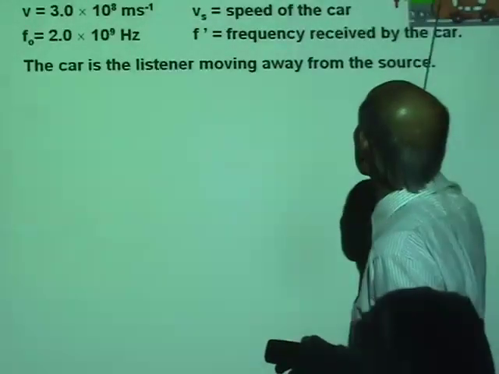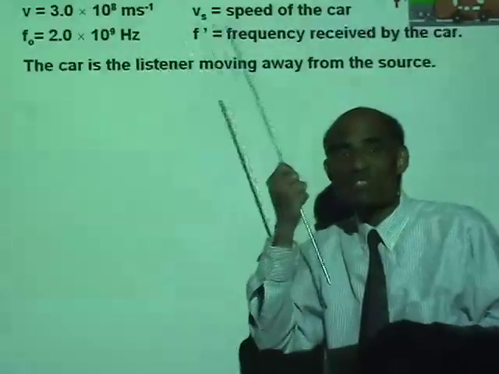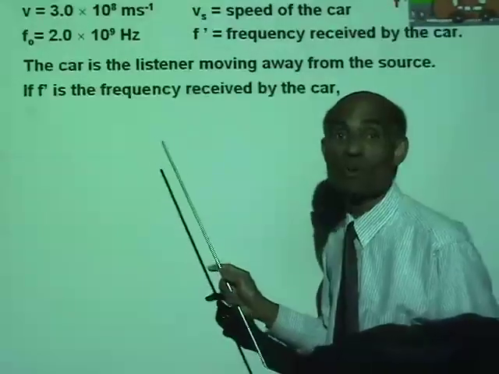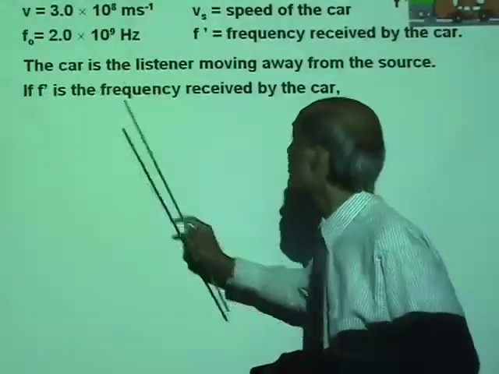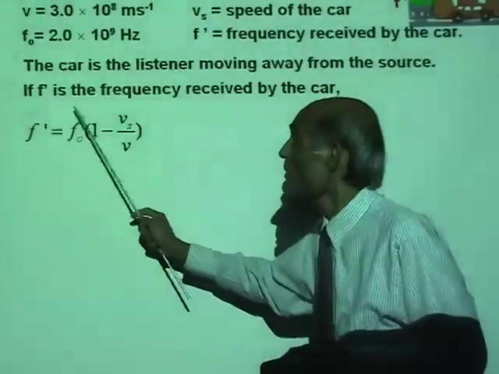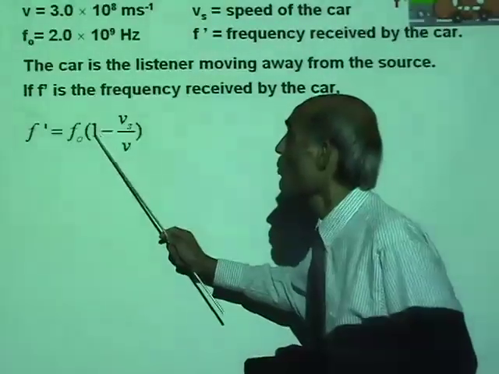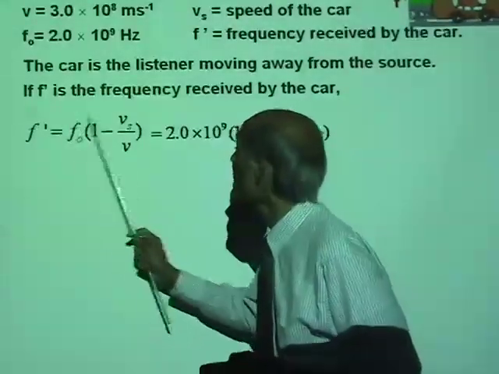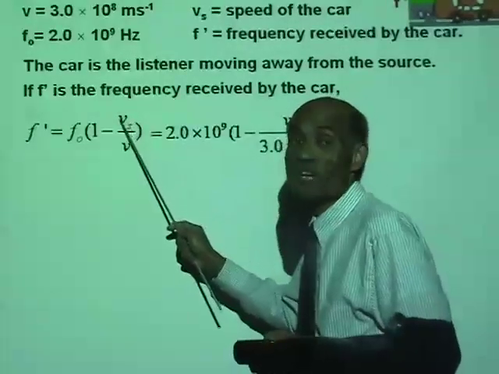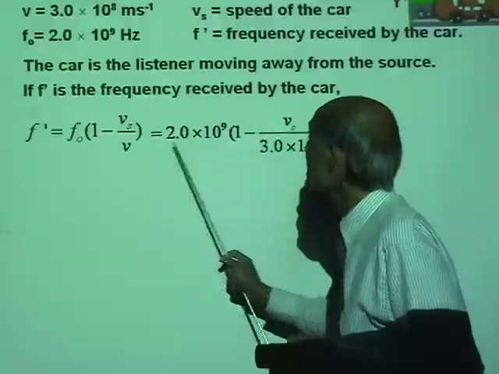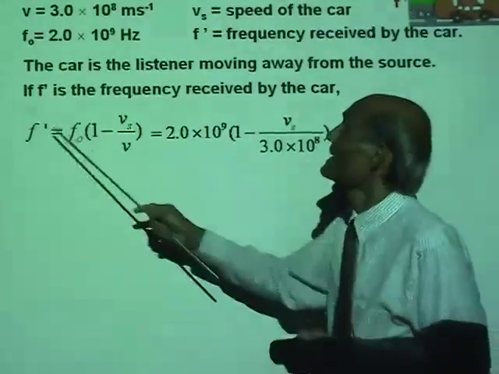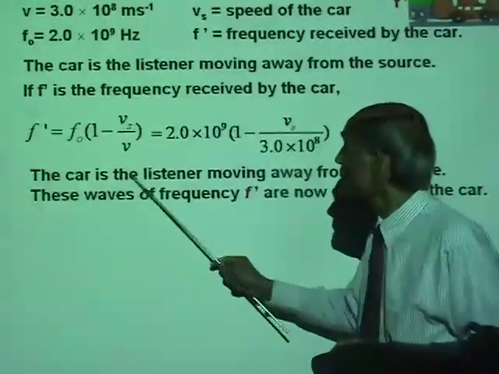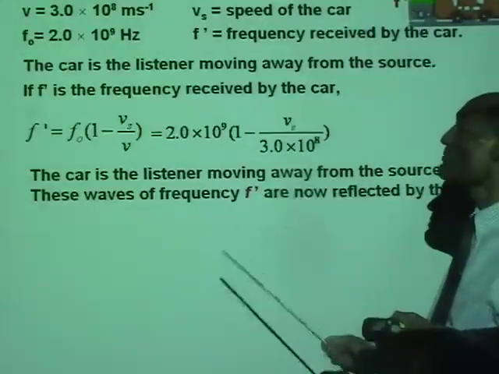So we need to find F prime, the frequency that is received by the car. The car is the listener moving away from the source. Therefore, F prime is given by F prime equal to F0 times 1 minus Vs over V. Now, F0 is 2 times 10 to the 9. Vs we need to find, and V is 3 times 10 to the 8. And that is our F prime. Alright. The car is the listener moving away from the source.